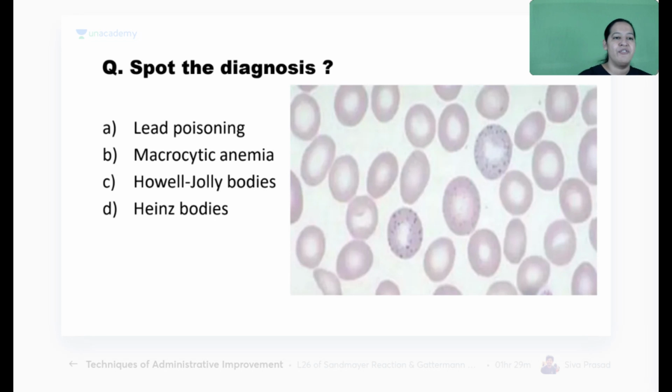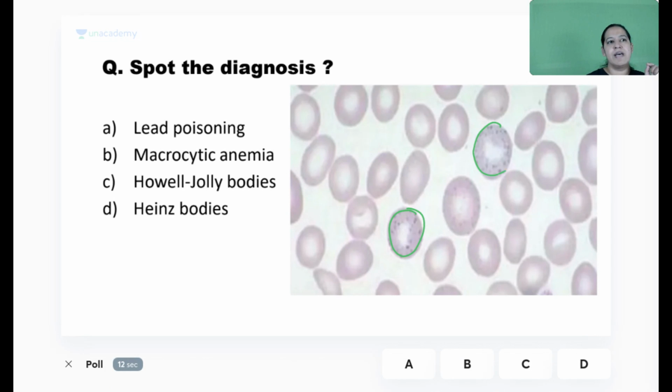This is the next question in front of you. Again, an easy one. Spot the diagnosis. See these RBCs. These 2 RBCs are abnormal. So what are they showing? Spot the diagnosis. Most of you are right. Mohat, Richard, and Murlidhar are first to answer it correctly.